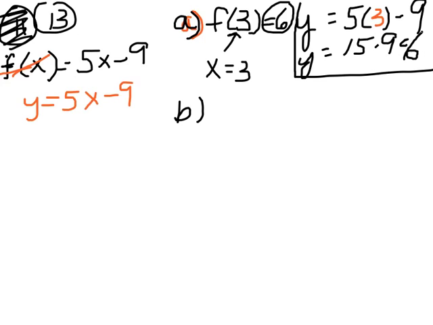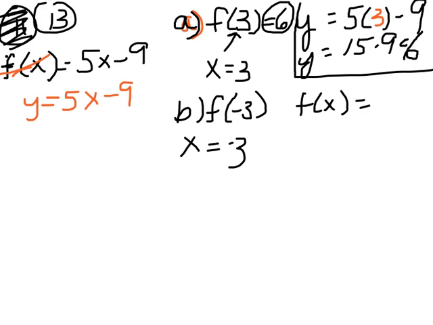On the B part, f of negative 3, what is this telling me? X is negative 3. That's all it's telling me. I could write f of x equals 5x minus 9 again. It's just telling me to plug in x is negative 3.